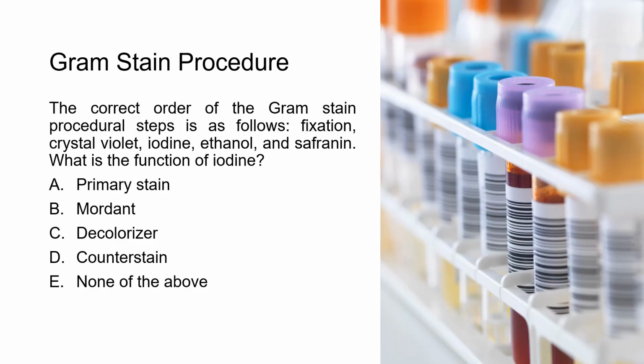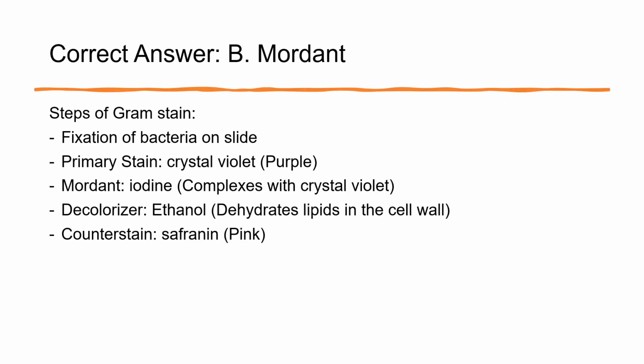Let's talk a little bit about the gram stain procedure. The correct order of the gram stain procedure is as follows: fixation, crystal violet, iodine, alcohol acetone, and safranin. What is the function of iodine? A. Primary stain, B. Mordant, C. Decolorizer, D. Counterstain, E. None of the above. So the correct answer is B. Mordant.